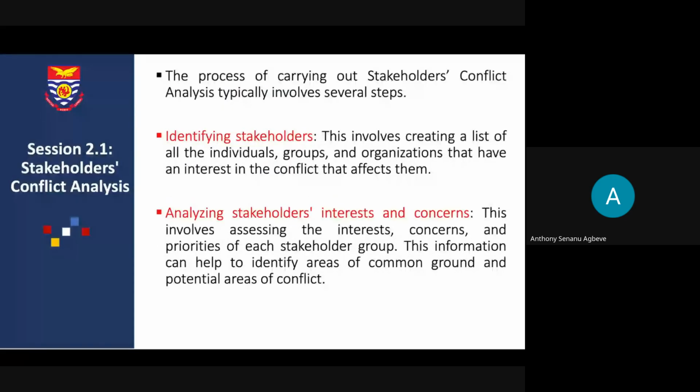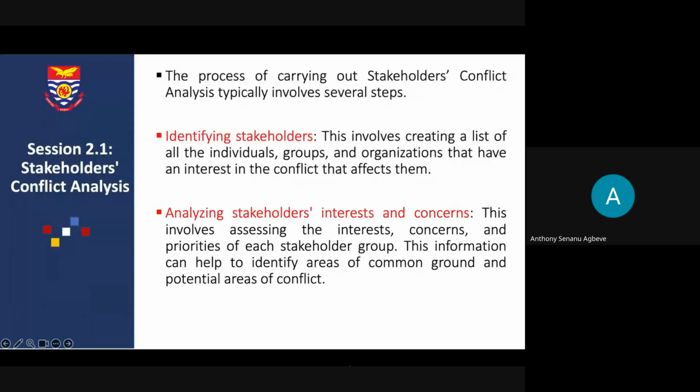So the process of using the stakeholders conflict analytical tool to analyze any given conflict. If you want to deploy this particular tool, just like the conflict tree tool, there are some steps that you need to go through so that you'll be able to analyze the conflict effectively. So the first thing you need to do is to identify the stakeholders.